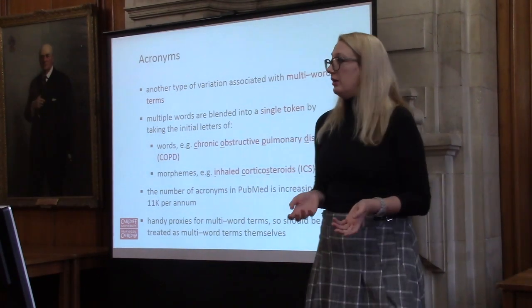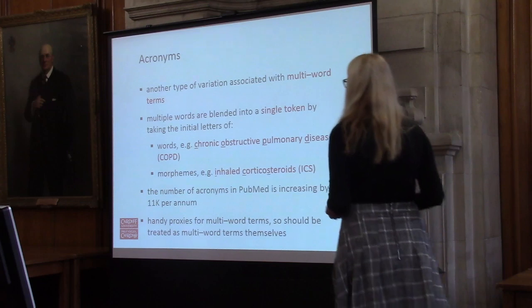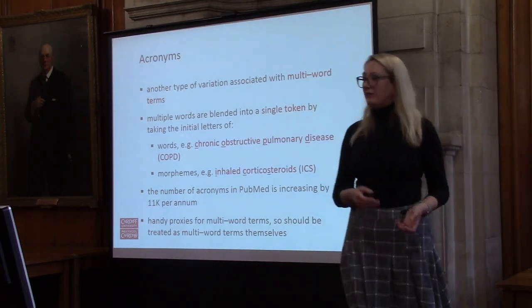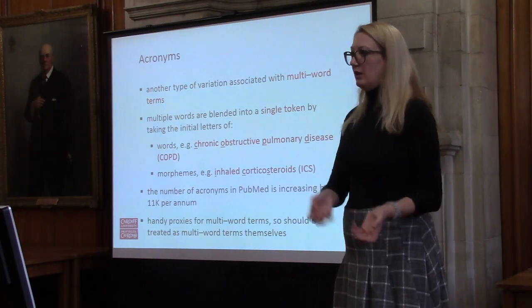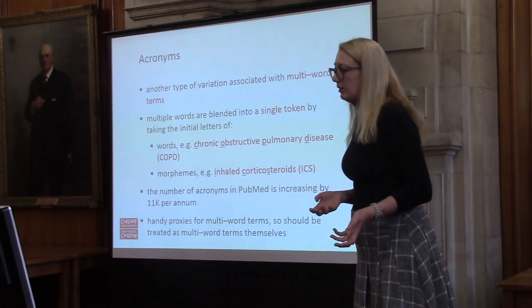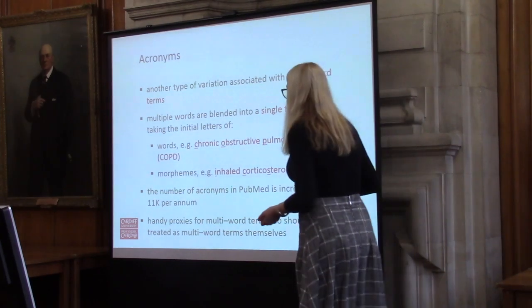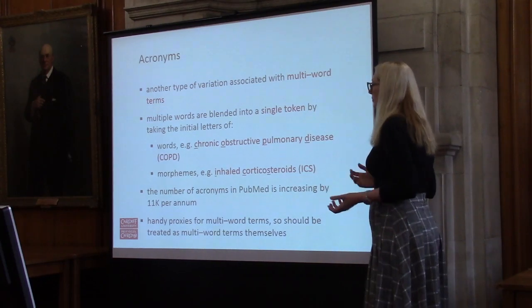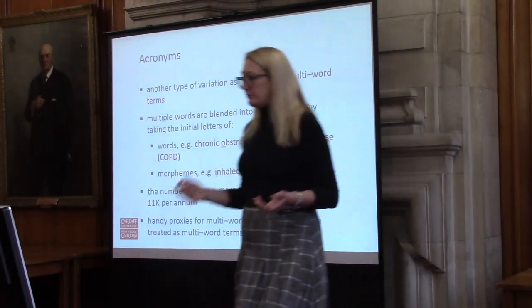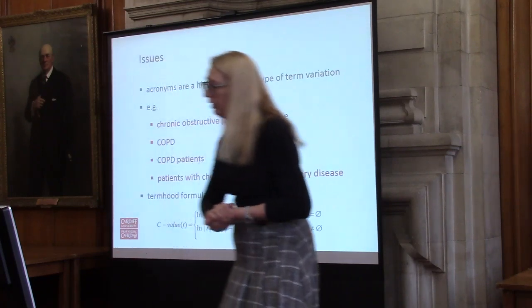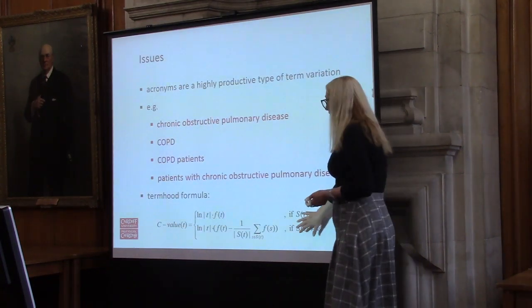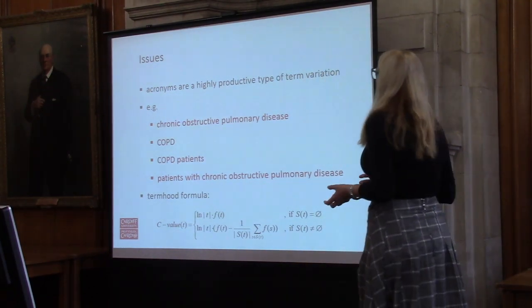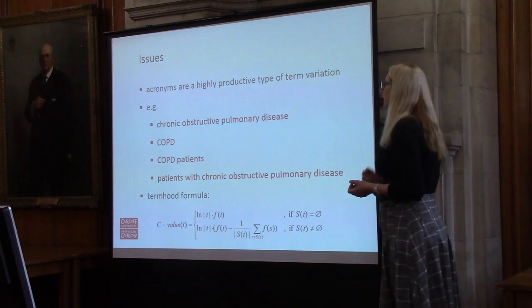Again, are acronyms that important? Well, in PubMed, the largest database of biomedical abstracts, it's been estimated that there are 11,000 new acronyms in papers published each year. So they are handy proxies to refer to multi-word terms, so they should be treated as multi-word terms themselves. So this is something we didn't do before. And that actually affects the soundness of this method. So they're a highly productive type of term variation. Definitely we need to take it into account.